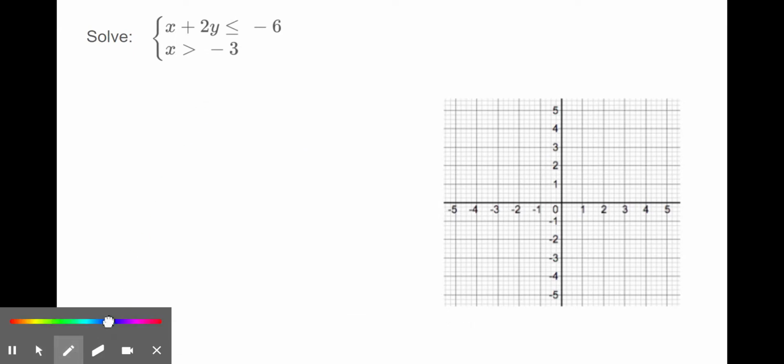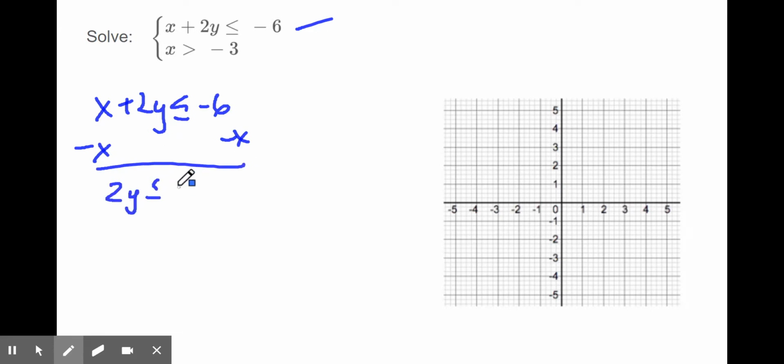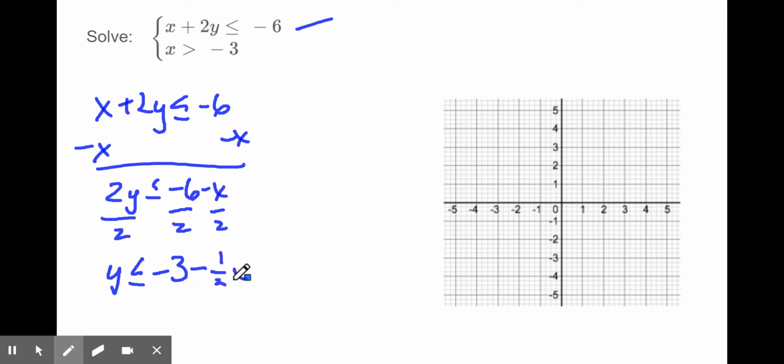All right, and one more. So let's try the first one here. x plus 2y is less than or equal to -6. We got to solve this for y. It's a positive x, so we'll move it by subtracting it. 2y is less than or equal to -6 minus x. Divide everybody by 2. We have y is less than or equal to -3 minus 1 over 2x. My slope is -1/2. My y-intercept is -3.